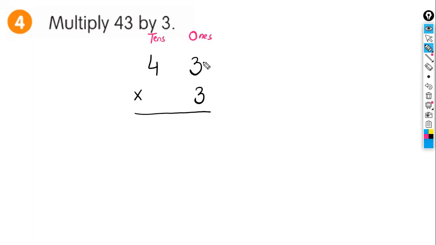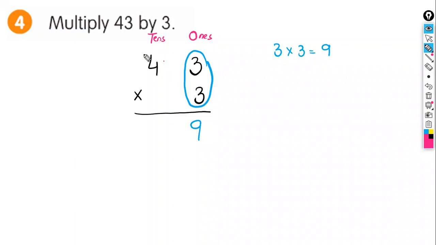Now I will use the same column method again to multiply 43 by 3. I will write it 43 times 3. Let's write their ones and place value chart like this, ones and tens. So first I will multiply the ones with the ones, like 3 times 3. It will be equal to 9. So let's write the 9 here, 9.